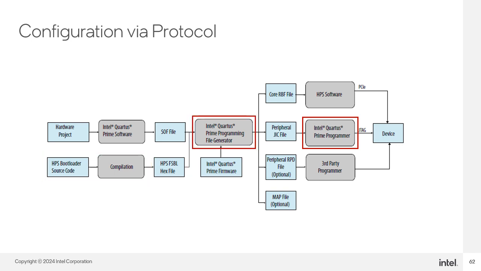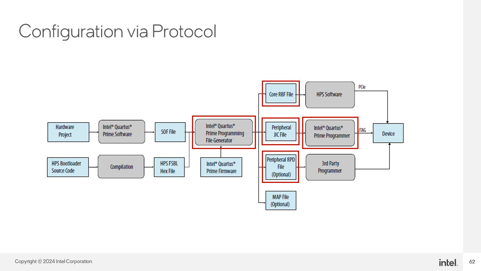3. Use Programming File Generator to create the following files. Peripheral JIC file, which contains the initial configuration bit string, including peripheral configuration data and SDM firmware, and a small SDM helper firmware image used by the Quartus Prime programmer to write the bit string to flash. An optional peripheral RPE file, which contains the same initial configuration bit string as the peripheral JIC file in simple binary format. This file can be written to flash with a third-party programmer, such as U-Boot.